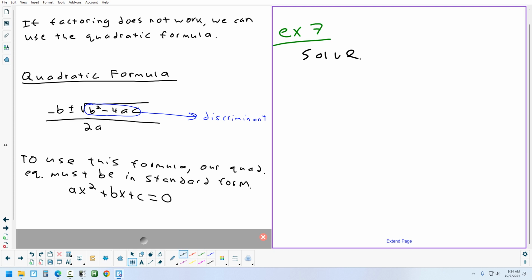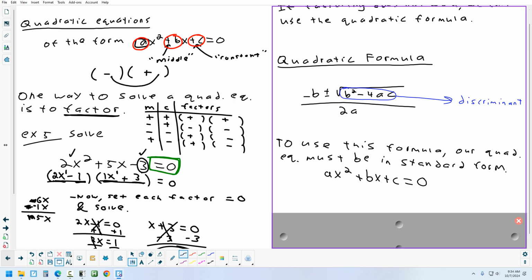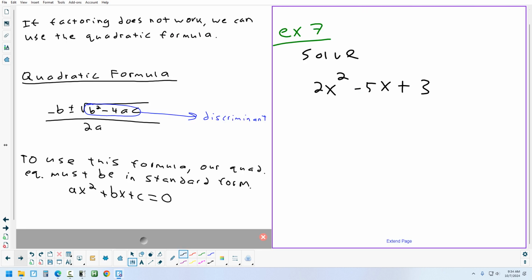Solve. Let's do 2x squared minus 5x plus 3. I think that's different than the one I did, right? Yeah. Oh, it's pretty close though. Let me just change one number then. Make it a little different. Make it plus 4.